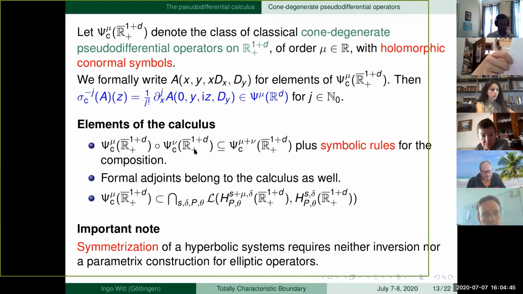Then we have the usual elements of the calculus. The class is stable under composition. Plus we have symbolic rules for the principal symbol, and I'm going to show you a notation for that on the next slide. The adjoints belong to the calculus as well, and we have the mapping properties, actually for all s, delta, P, and zeta. The only thing we have here is the order shift due to the order of the operator. Everything else is untouched. There's also a consequence here that the P is not changed, which is also a consequence of the holomorphy of the conormal symbols.